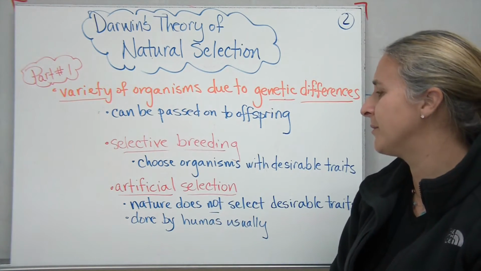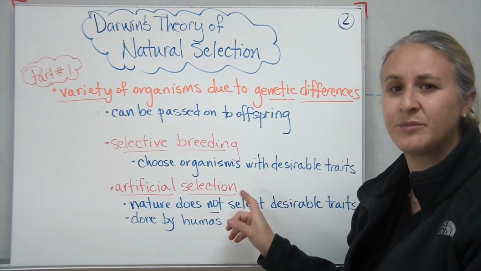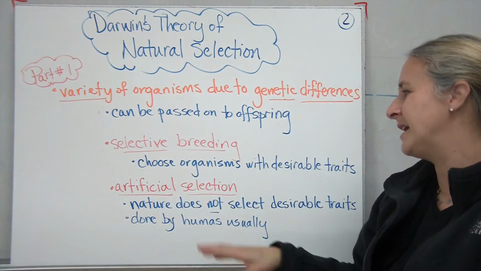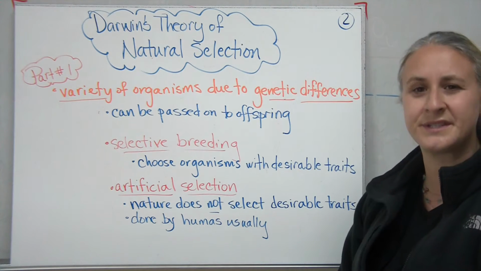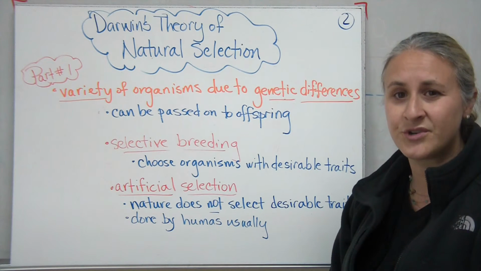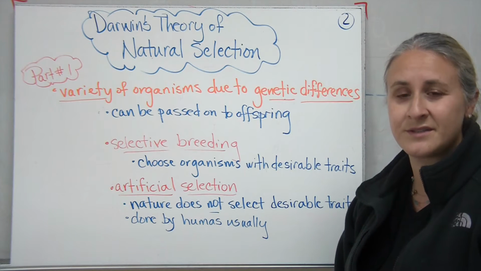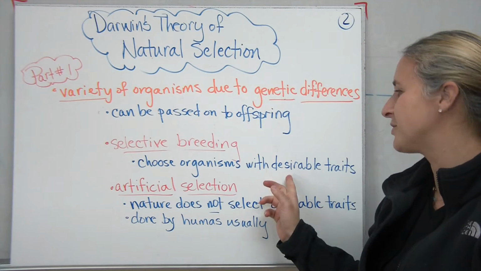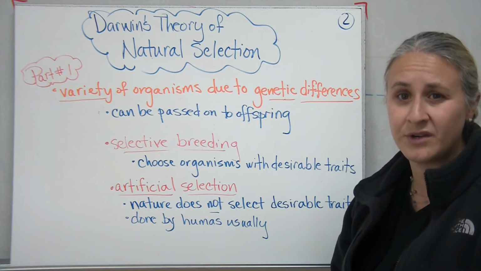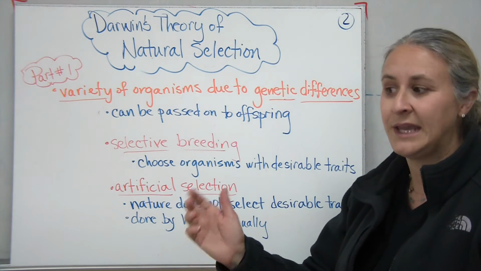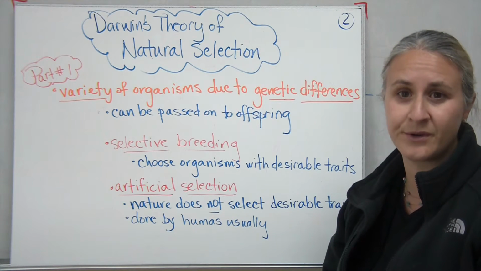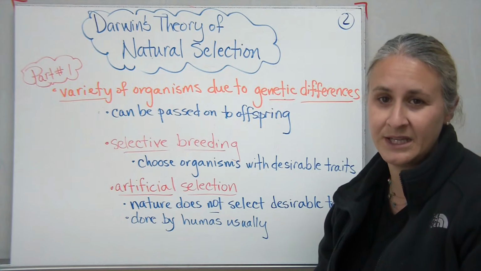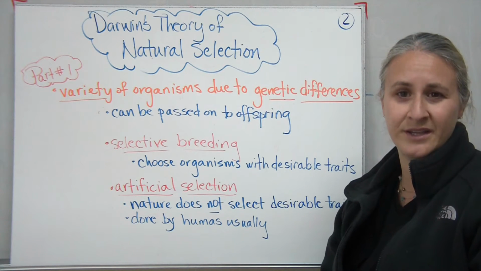A couple of things that go along with this variety is the difference between selective breeding and natural selection. Selective breeding is exactly what it sounds like. We choose organisms with desirable traits, but it's not nature that's choosing these desirable traits. It's humans, in many cases, that are choosing the organisms with desirable traits. So in the case of breeding dogs, I may decide that I want to take a poodle and a Labrador and make a Labradoodle because the Labrador has a wonderful personality and the poodle tends to not shed as much.